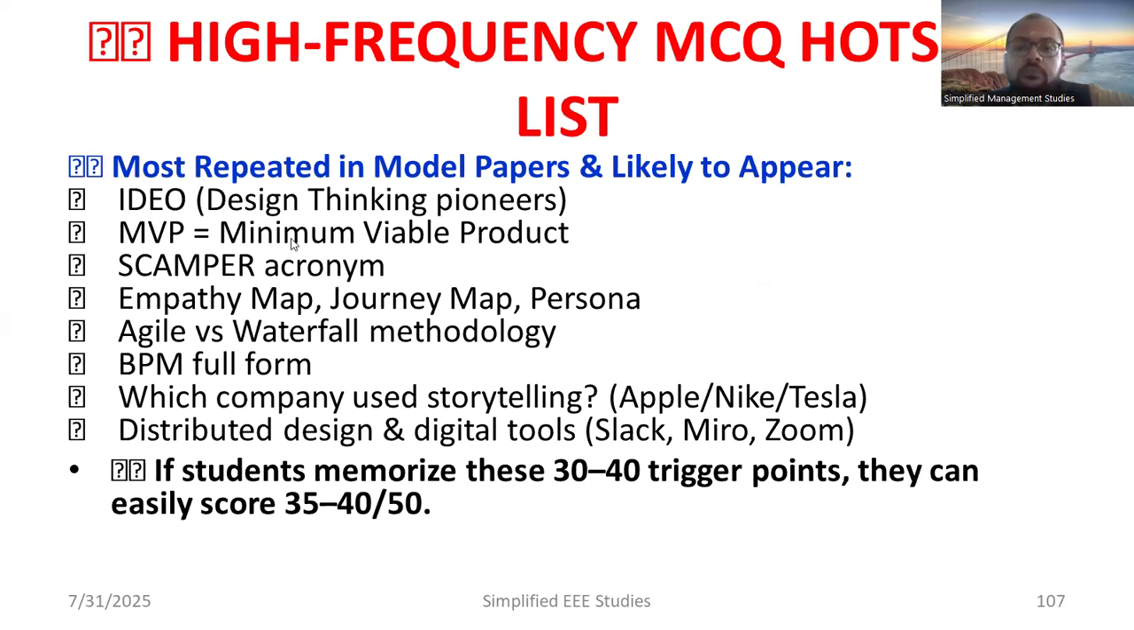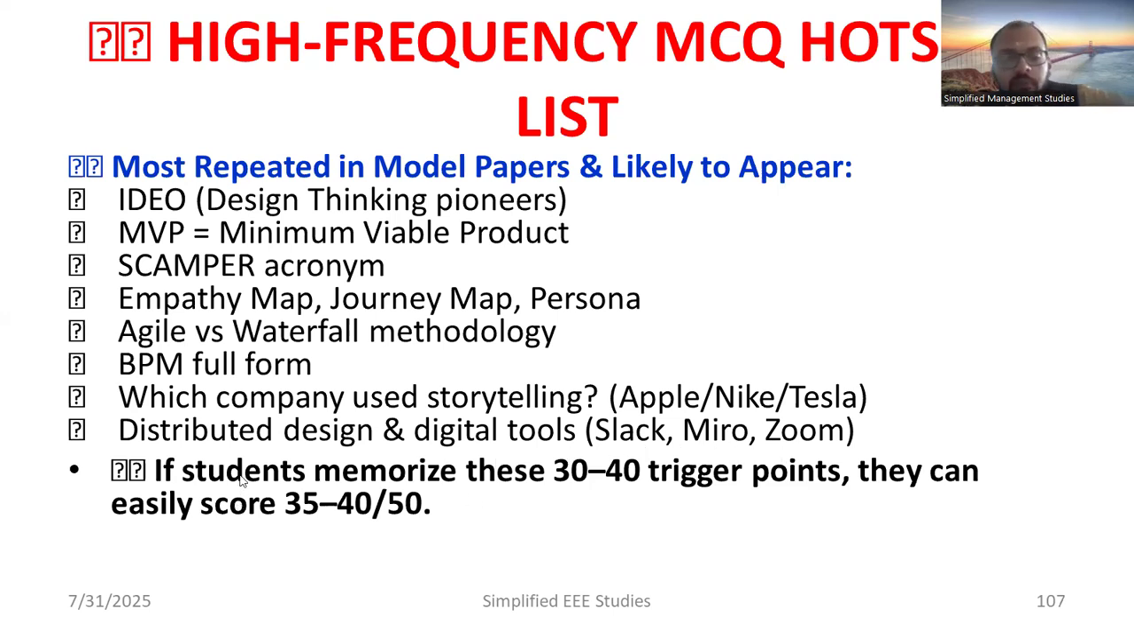High-frequency MCQ hotspot list: IDEO, design thinking pioneers. MVP, minimum viable product. SCAMPER, acronym. Empathy map, journey map, persona, agile versus waterfall methodology, BPM full form, business process modeling. Which company used storytelling? Apple, Nike, Tesla. These are the company names you have to remember. Distributed design and digital tools: Slack, Miro, Zoom, etc.